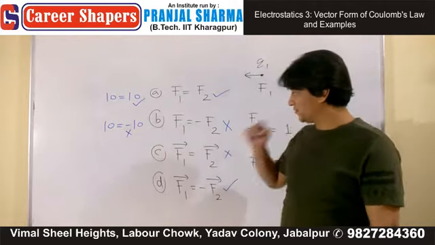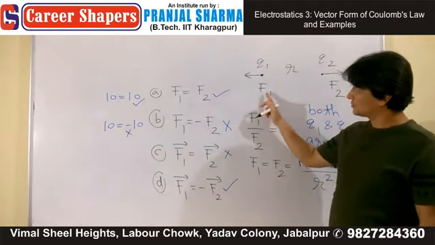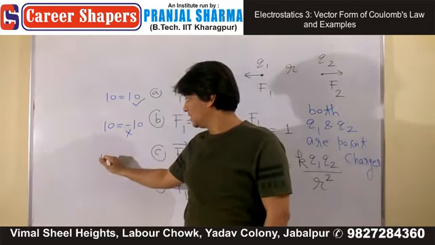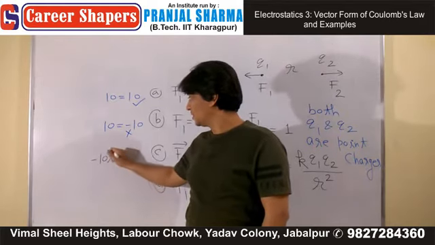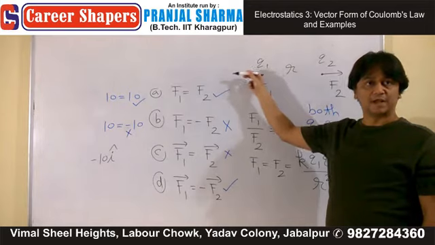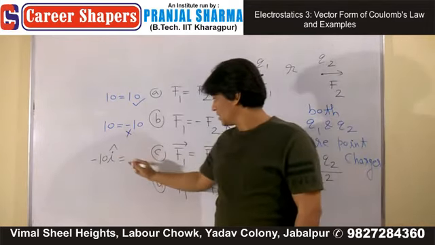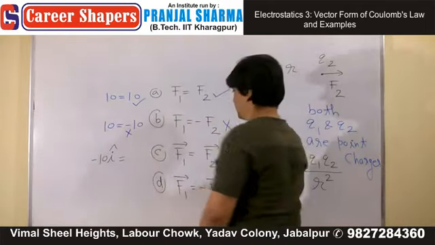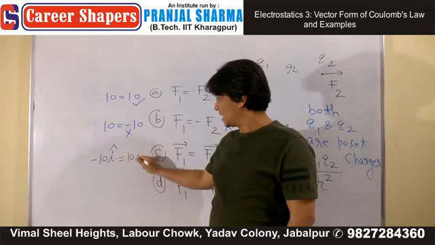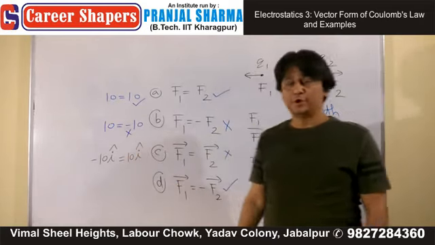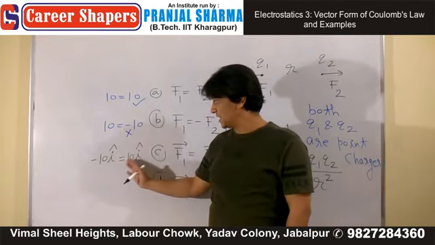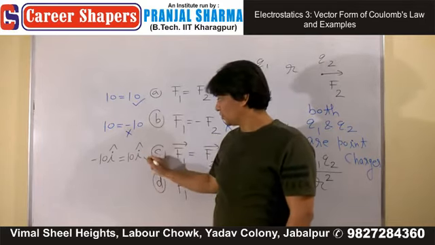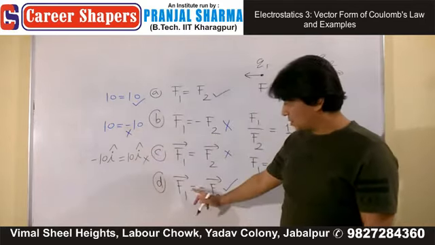And in terms of vectors, if you want to understand, look at this F1. This is the direction. What is this direction? You can say 10 minus I cap. What is this? Minus I cap. What is F2? F2 is this. What is this direction? I cap. 10 I cap. Now, what do you think? Is it correct? Minus 10 I cap is equal to 10 I cap. No. LHS is not equal to RHS, and therefore this option is what? Wrong.